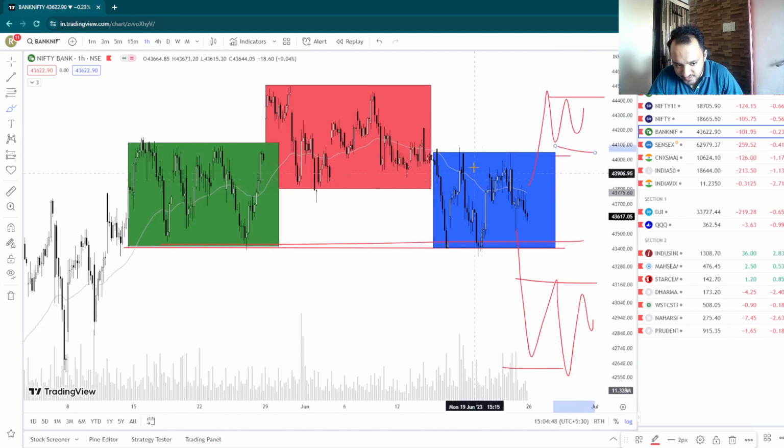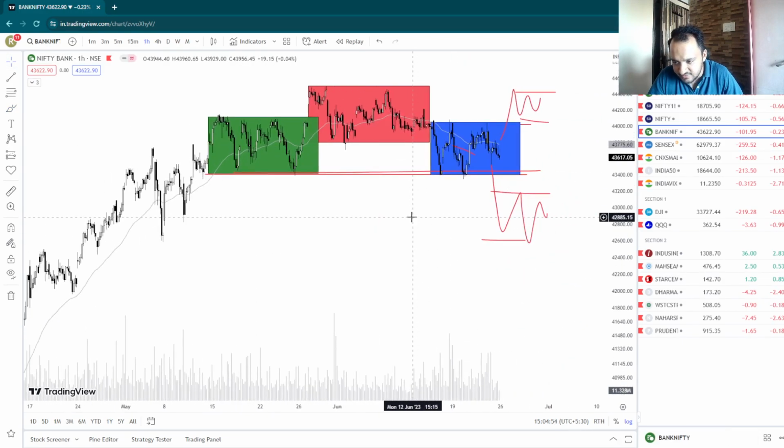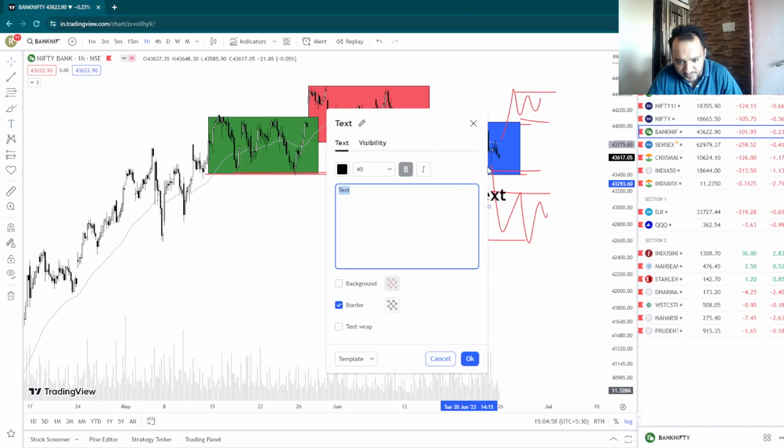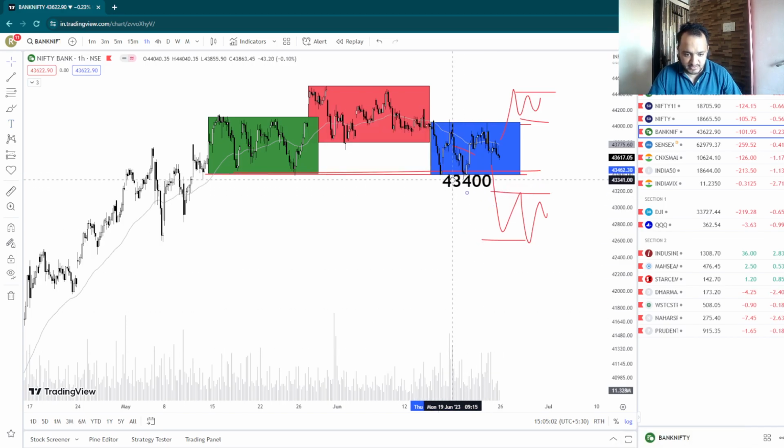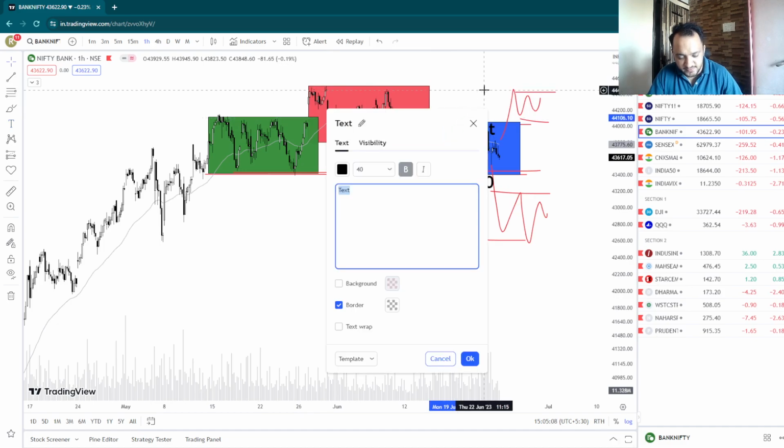So very clear levels in Bank Nifty. You don't have to second guess any hourly levels, any trend lines, or any of that stuff. We have very clear levels here. I'll also write down the level for you guys. This one right here is 43,400, and this high is obviously very clear, and this high is 44,100. Let's see, this is basically 44,000. So 44k is the level here.